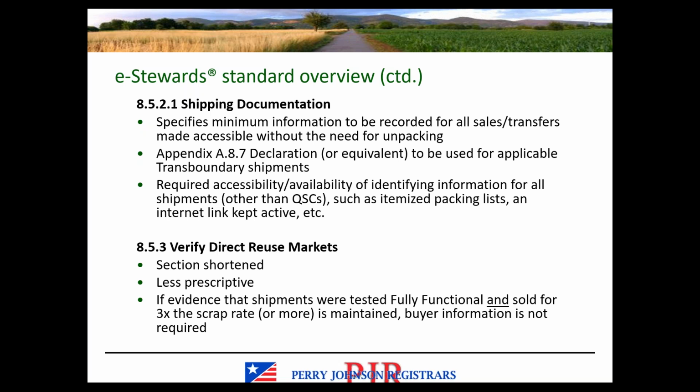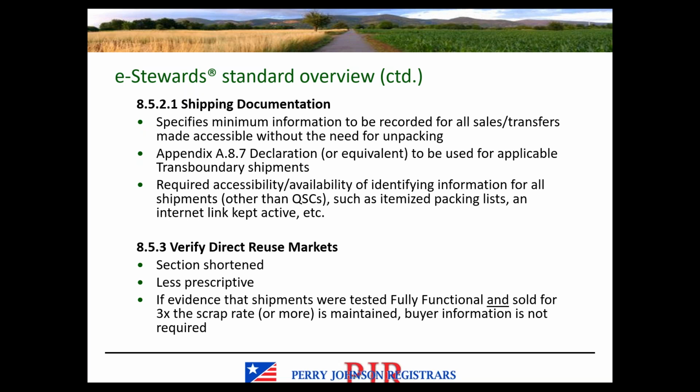Appendix A 8.7 includes the declaration or an equivalent to be used for applicable transboundary shipments. It also requires accessibility or availability of identifying information for all shipments other than qualified small components, such as itemized packing lists, an internet link kept active, etc. Just a couple examples there, but certainly greater flexibility in how that requirement is met.